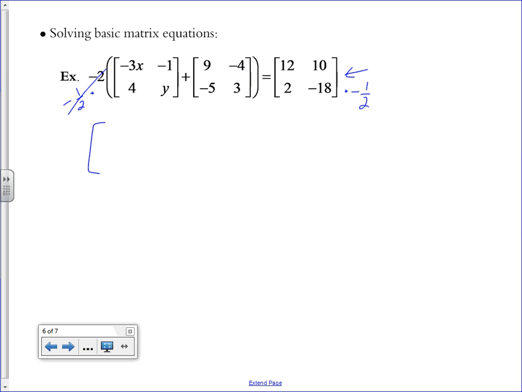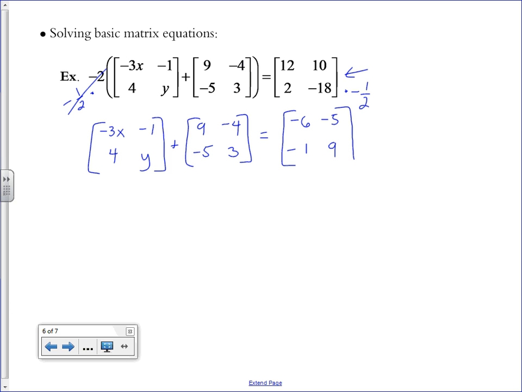That means the parentheses can go away, and on the left I have my 2 matrices that were being added together, which I will do in the next step. For now, I'll leave them. And on the right, my matrix is getting multiplied by the scalar -1/2. So I end up with -6, -5, -1, and +9.